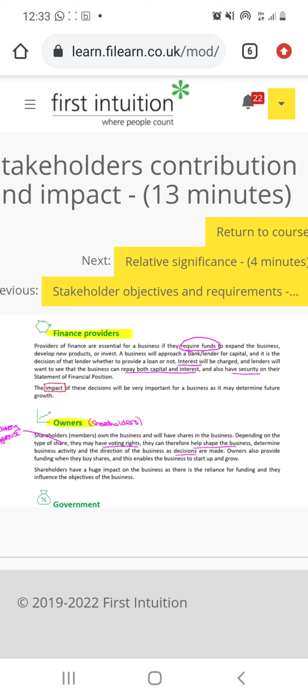The company will require funding, the money when they purchase shares, and this will enable the business to start up and grow. Shareholders will have a huge impact on the business as there's a reliance for funding and they can influence the objectives of the business.